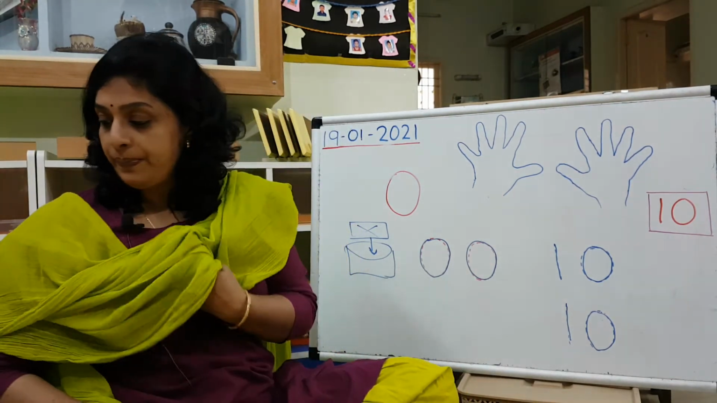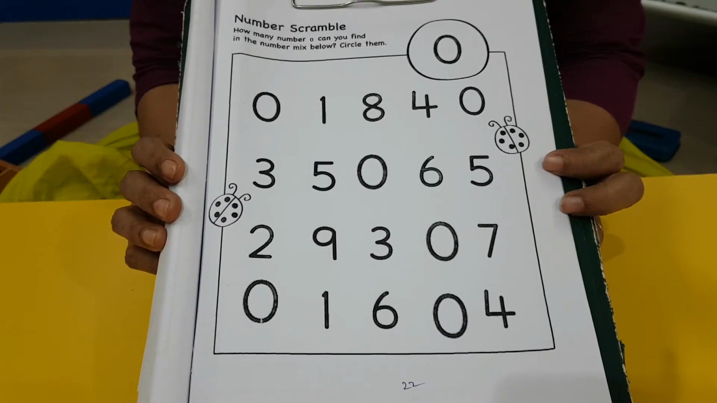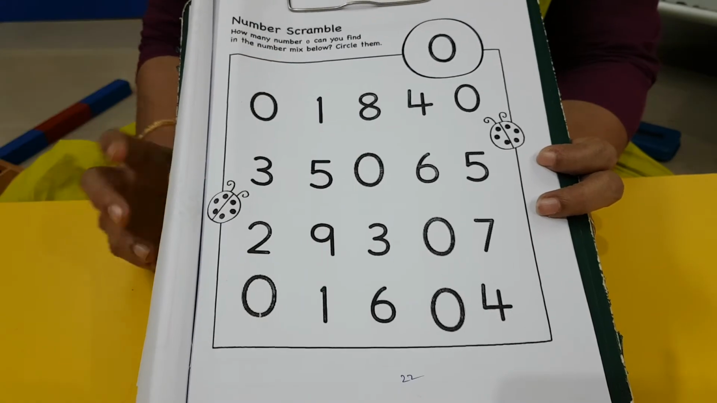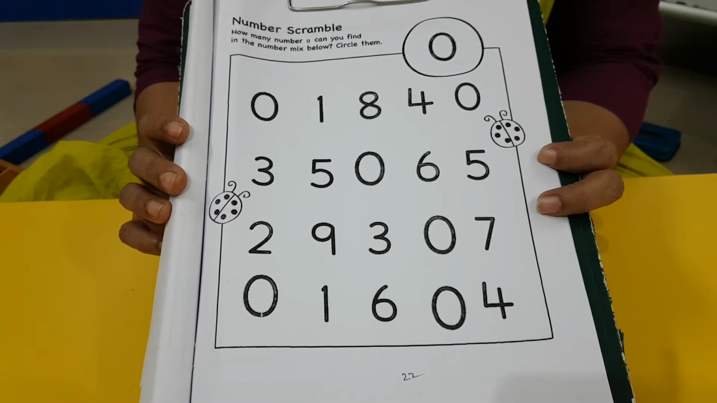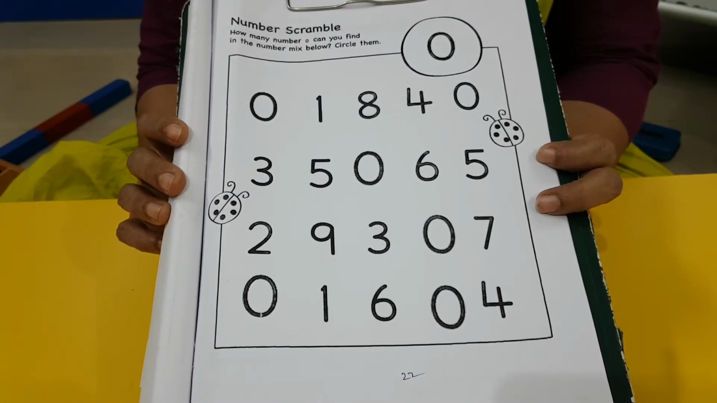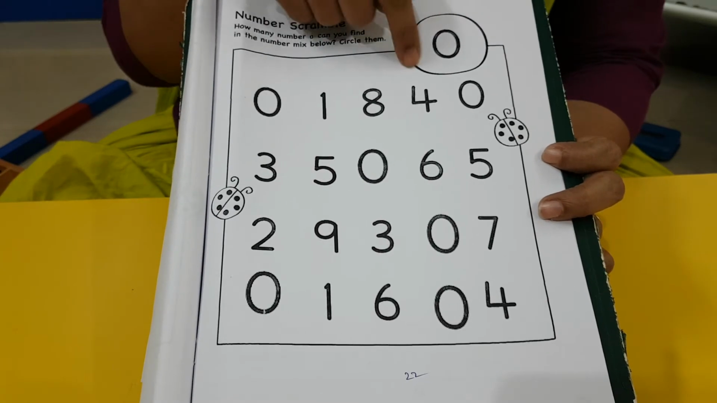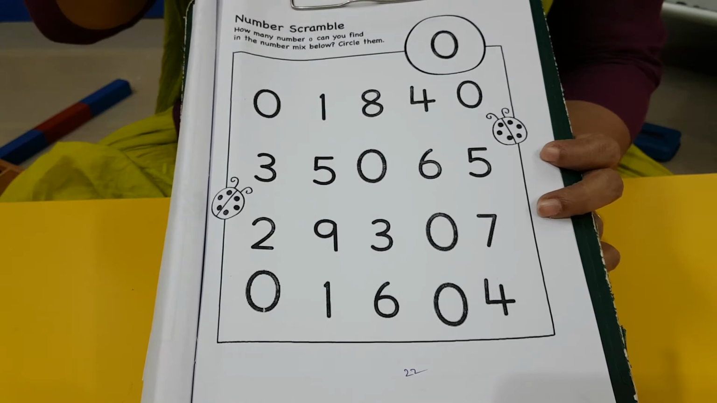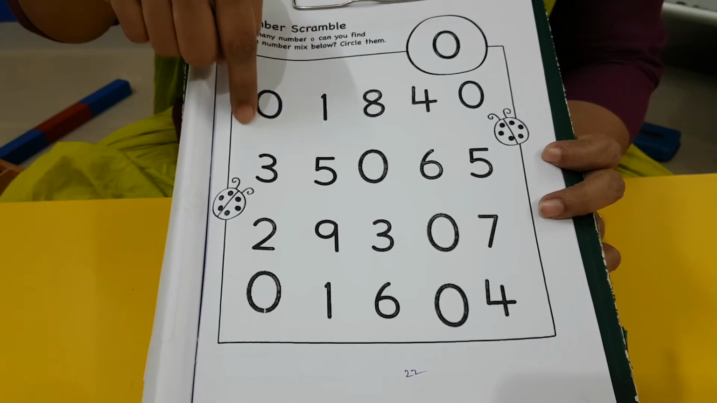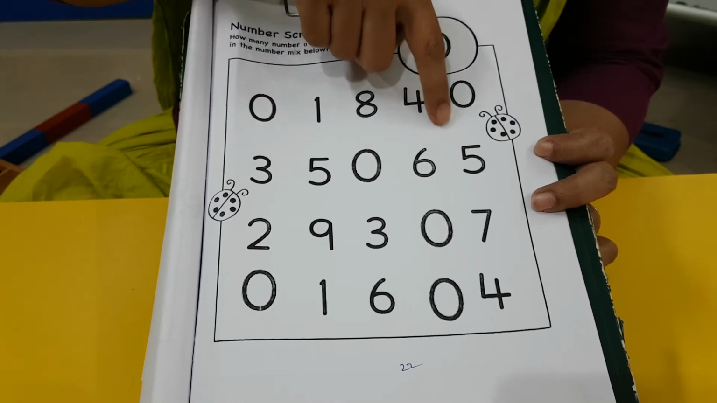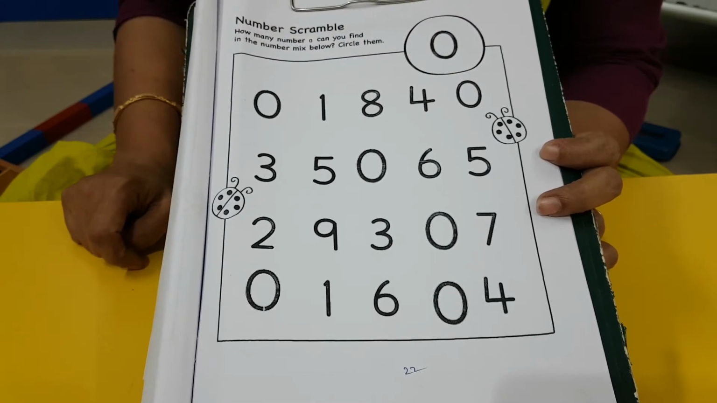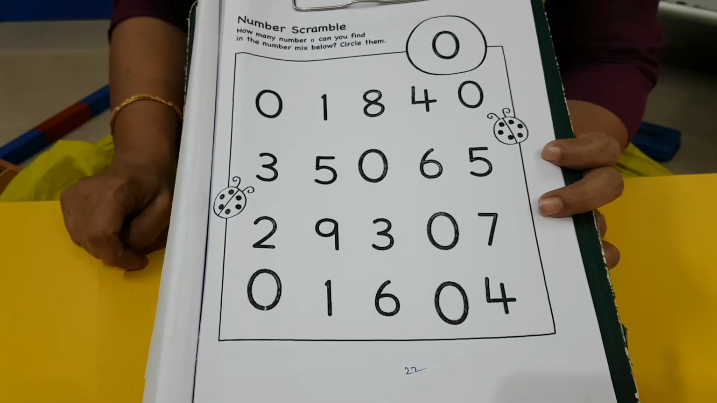Come. If you turn to page number 22, you will find the number that we had learned just now. What is that number? 0. Okay, you can see that very clearly circled here, right? Will you circle and find out the other zeros? Like there's one here and the next 0 is here. Okay, after you have identified the 0, then we'll go to write number 10.